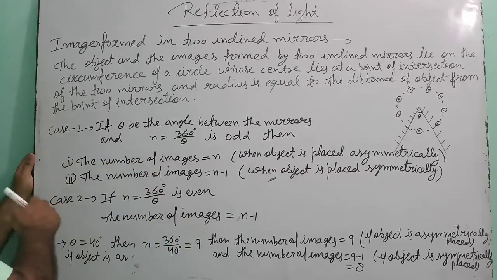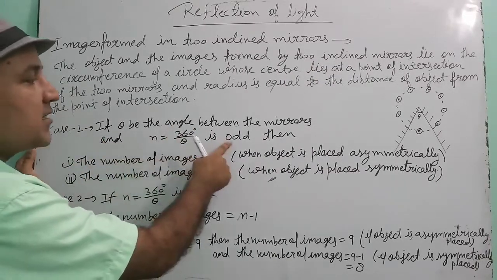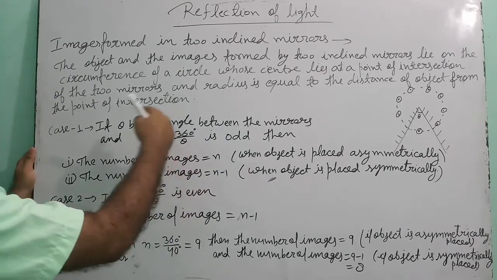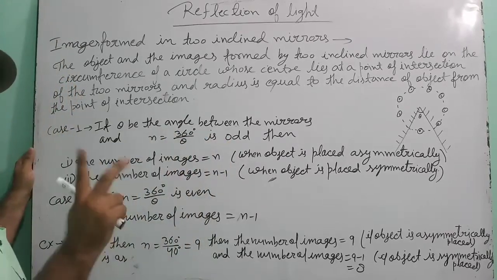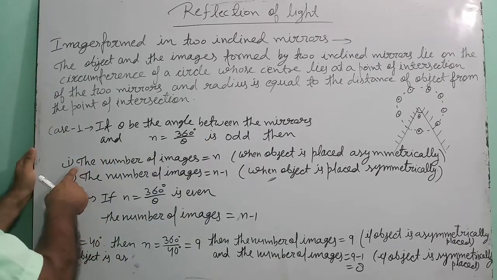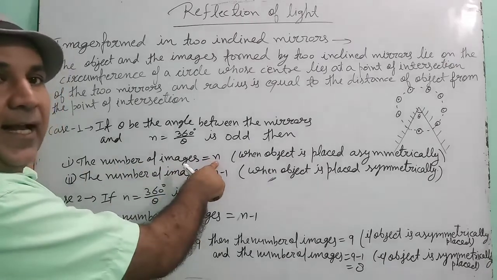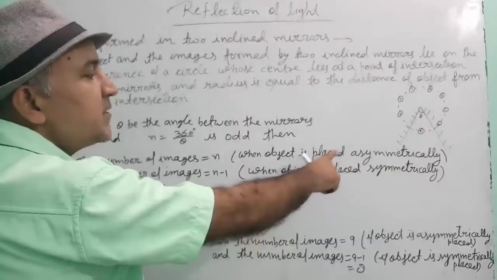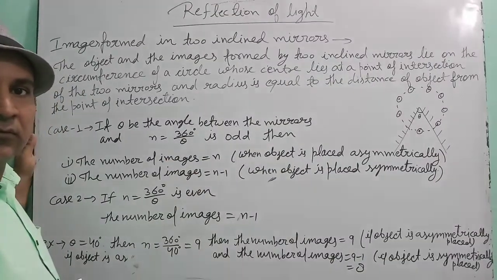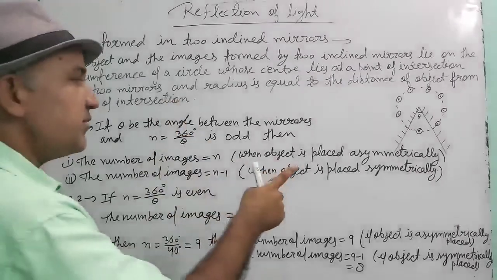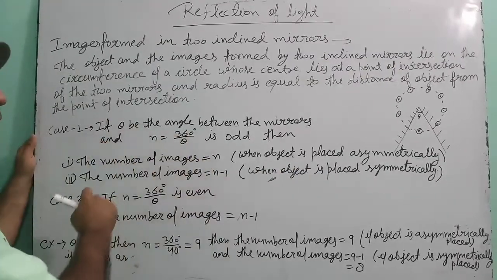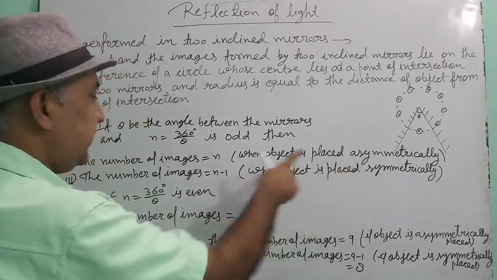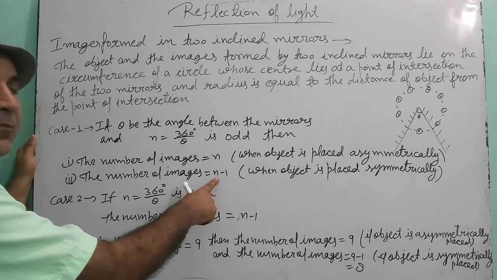Now see what will be the nature. Suppose the value of n is coming odd. If 360 degrees divided by theta is an odd number, then there are two possibilities. First possibility, the number of images will be n when the object is placed asymmetrically. But if the object is placed symmetrically, then the number of images will be n minus 1.